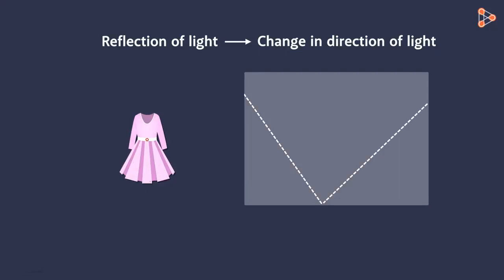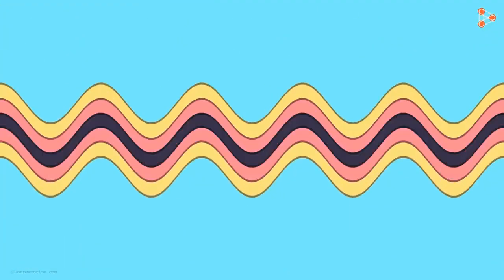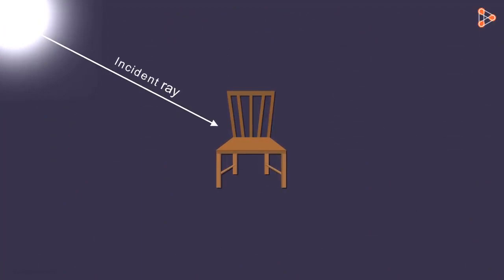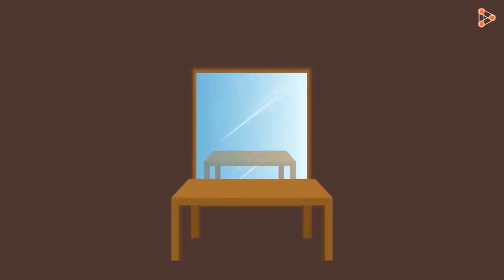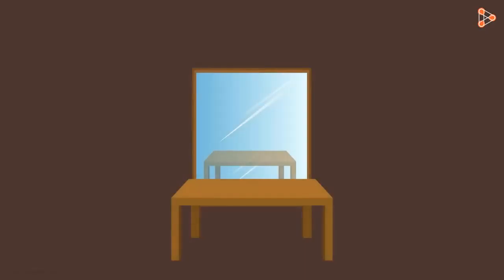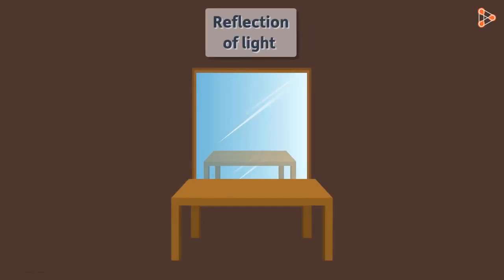Let me try to explain this in a simple way. The light from the source strikes the object and bounces off from its surface. And when this light reaches our eyes, we see that object. And this is how we see non-luminous objects. When the object is kept in front of the mirror, its image is formed in it. But will we be able to see the image in the dark? No, we won't. So the formation of the image is also due to reflection of light.